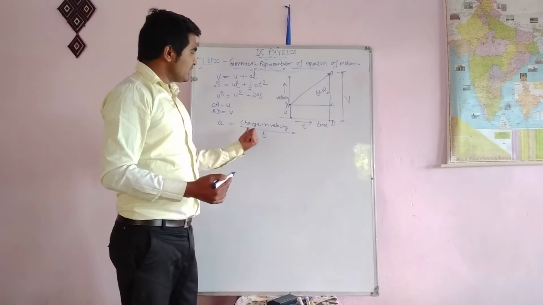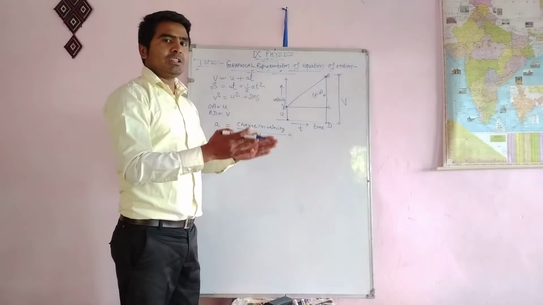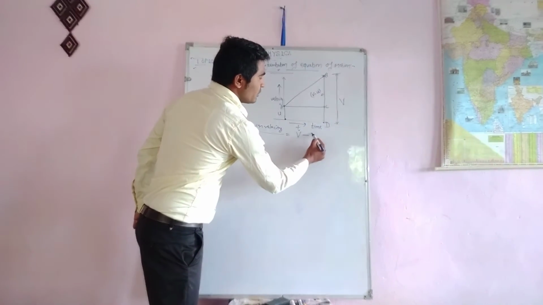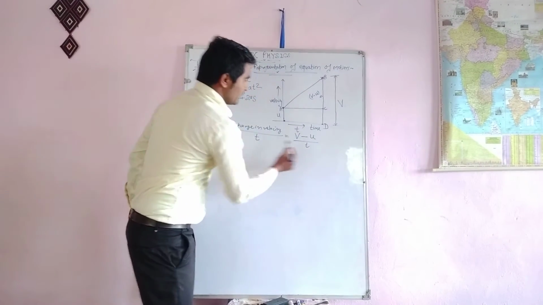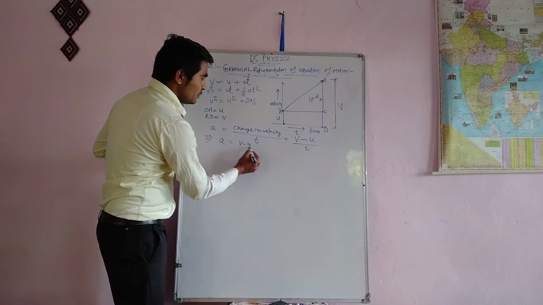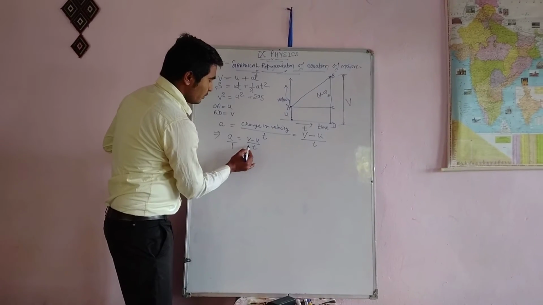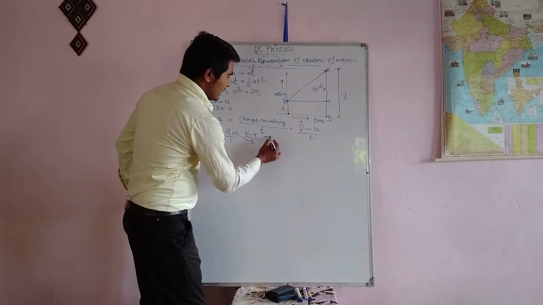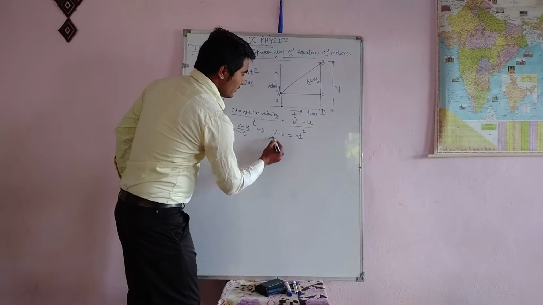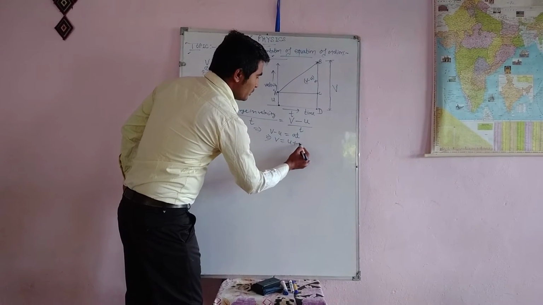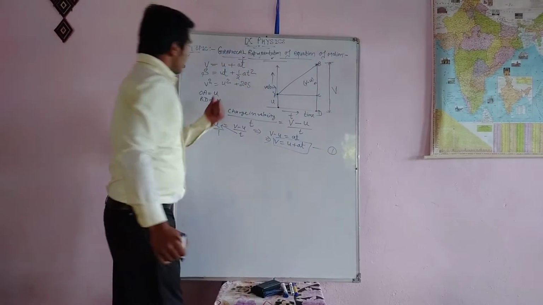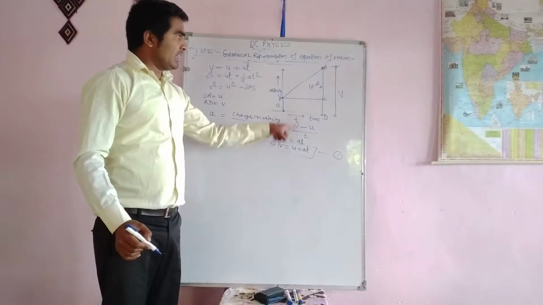We know that acceleration means change in velocity, that is, final velocity minus initial velocity upon time. Here final velocity is v, initial velocity is u, and t is time in seconds. So a = (v − u)/t, and after cross multiplication we find v − u = at, and v = u + at. This is the first equation of motion, proved with the help of this graph.